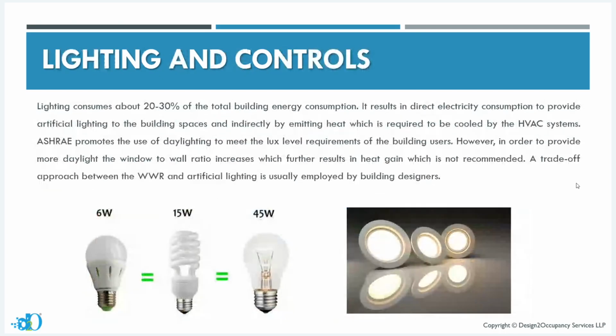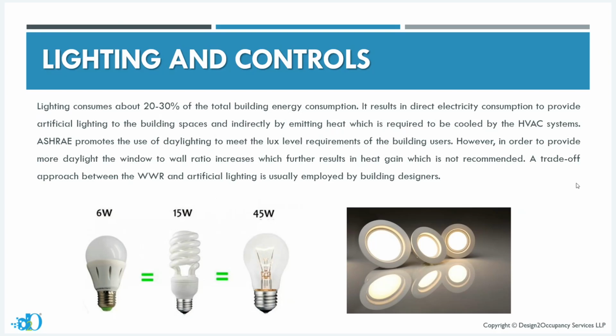The second component is lighting and controls. Definitely, lights consume 20 to 30% of the electricity in any building. Before, we had bulbs, then we had CFLs, and now we are using LED lights. So things are changing every day, and more efficient components and equipment are becoming available in the market.